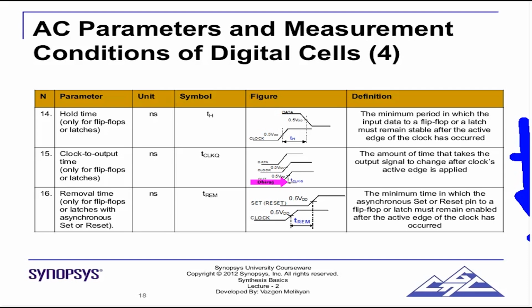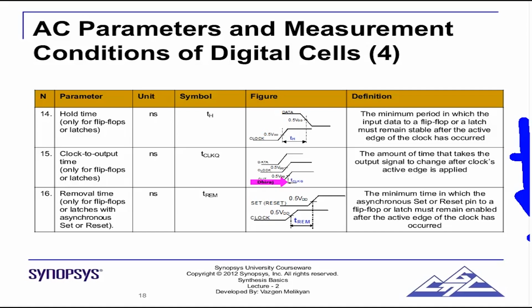But in the case of asynchronous, the situation becomes different. Now the functionality is such that whenever the asynchronous reset becomes active, the output becomes 0, or whenever the asynchronous set becomes active, the output becomes 1. Irrespective of what the clock is, irrespective of what the data pin is, irrespective of the state or any other pin, an asynchronous reset going active will cause the output to be 0 straight away. Obviously there will be some delay, but the important thing is when the reset is deasserted.